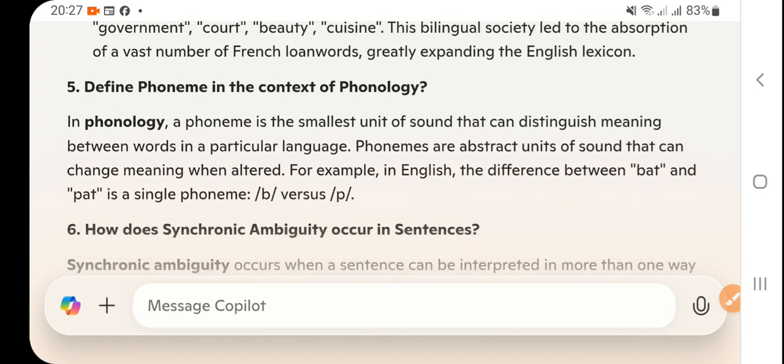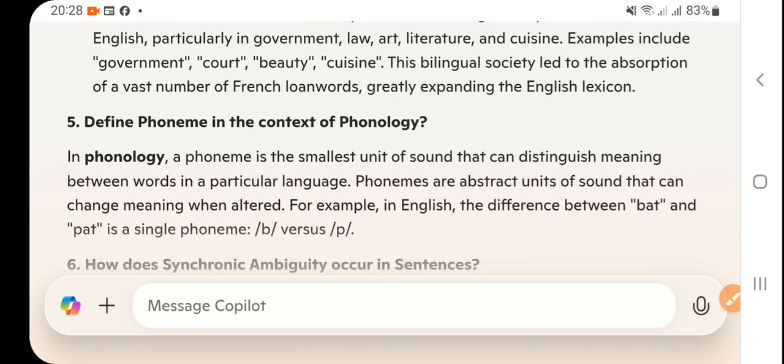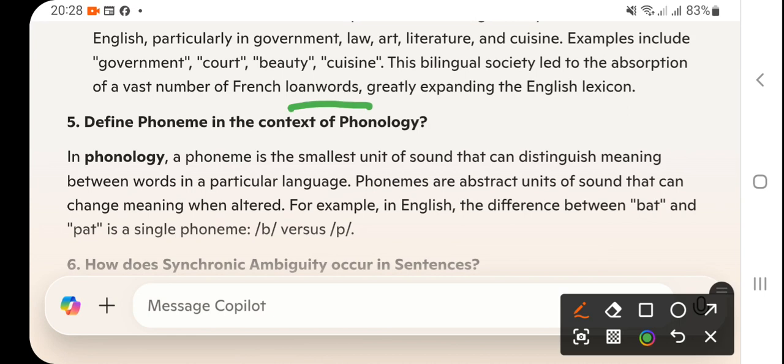This bilingual society led to the absorption of a vast number of French loan words, right? So these words were loaned, greatly expanding the English lexicon.